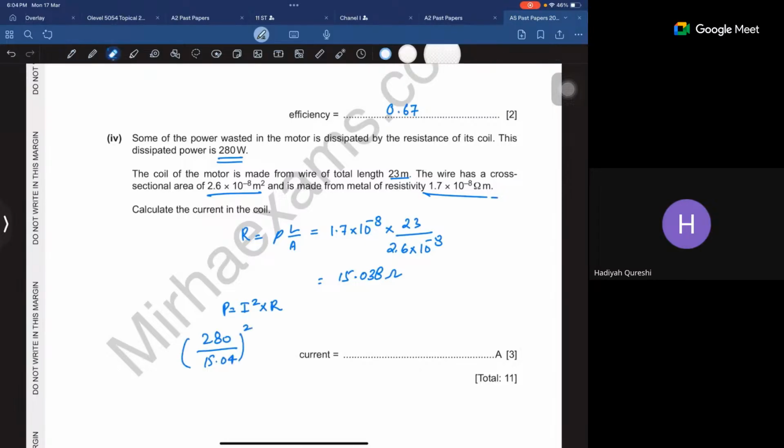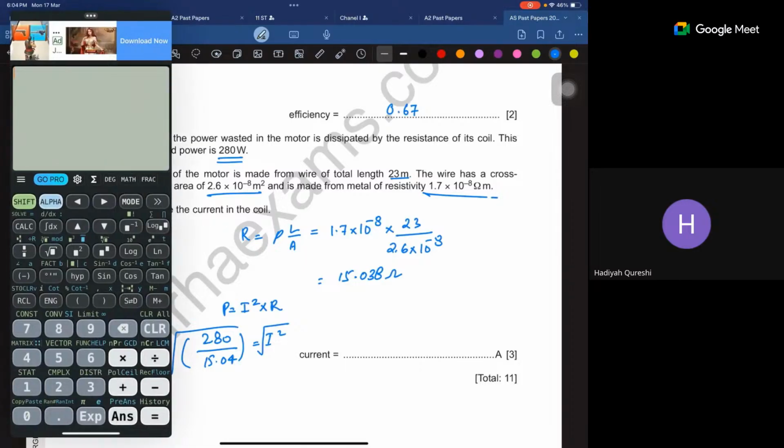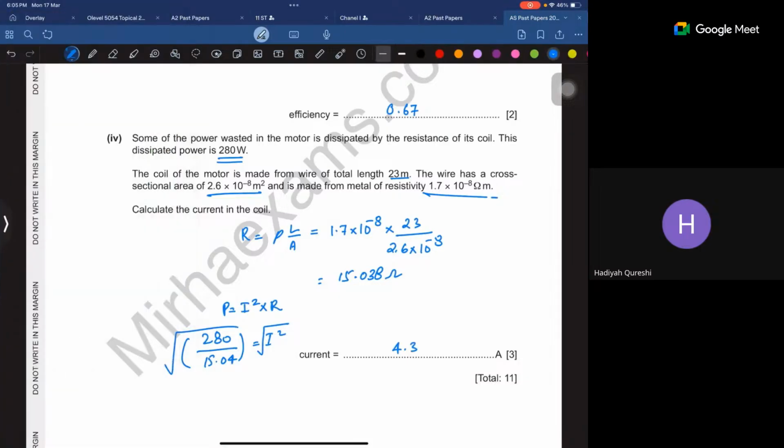280 divided by 15.04 equals I squared. So I'm going to root it and quickly do this, because everything feels easy then. So 280 divided by 15.04 comes out to be 4.3 amperes. All right, this wasn't that bad. I mean, this was pretty easy. All right, if you guys have any questions, do let me know.